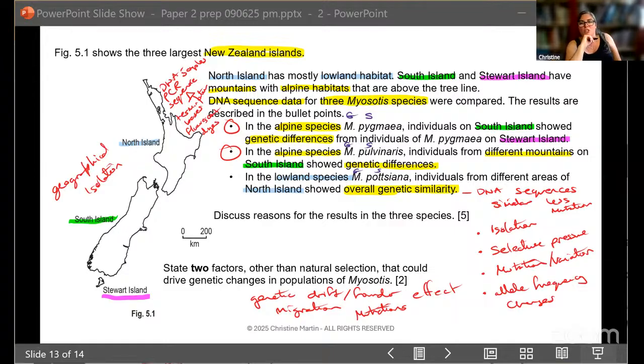I think the examiners this year would be like, that's not enough. So you'd need to be saying about two factors that could drive genetic changes. Yes, time is true, but sexual selection, absolutely. If we're talking about selective breeding, that could have an effect. Absolutely. That would be the other way in which you could answer that question.